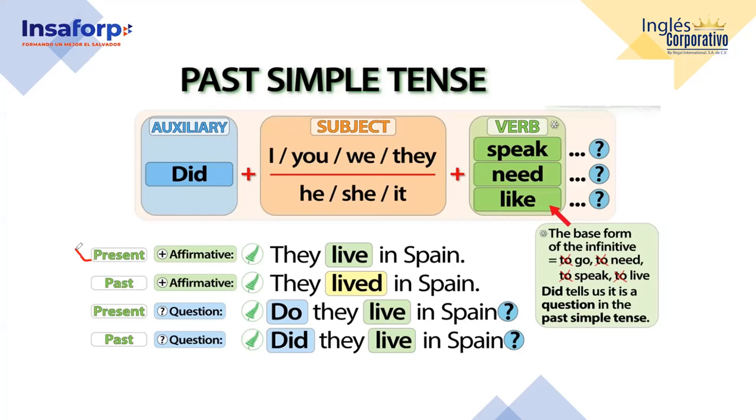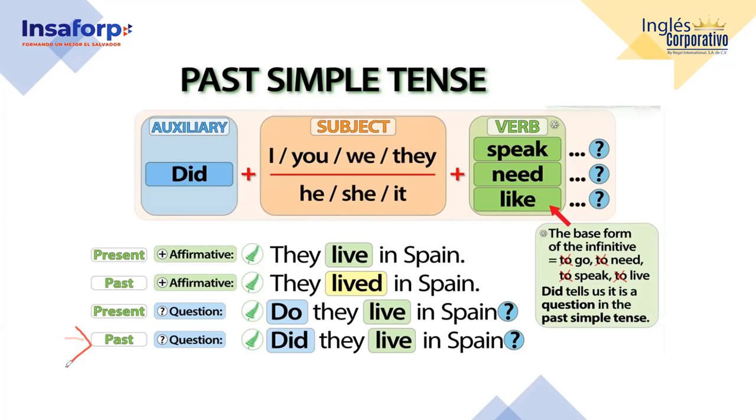I have here the simple present tense. In affirmative, I say, they live in Spain. In past, I say, they lived in Spain. The same is going to happen in the questions. In the present tense, I used the auxiliary do, because that is the auxiliary that we use for the simple present. But what about for the simple past?